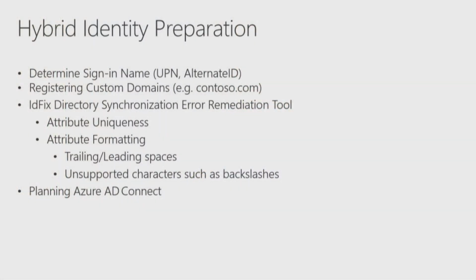Okay, I'm pretty much wrapping up here. I just want to talk a little bit about hybrid identity preparation. We're talking about syncing and pushing the information to the cloud. What do you need to do? You just need to determine how you want to sign in, whether that's going to be your UPN or your alternate ID. I know for some agencies and customers, your UPN is not something that's actually routable. It may be something like company.local. So you may need to use some other type of name there. We also have tools that allow you to perform hygiene in your directory to make sure that you can successfully sync identities into the cloud.